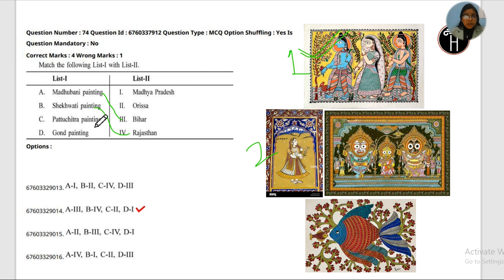Shekhwati painting is of Rajasthan. This is your Shekhwati painting. Third you have Pattu Chitra painting. So Pattu Chitra painting is of Odisha. This is your Pattu Chitra painting. Fourth one you have Gond painting. Gond painting is of Madhya Pradesh. This is your example of a Gond painting.